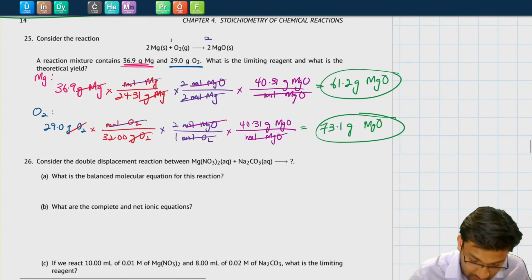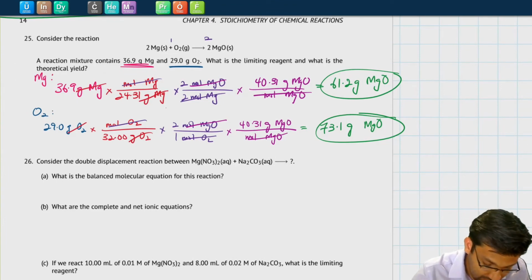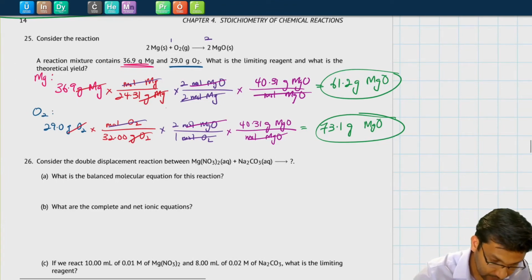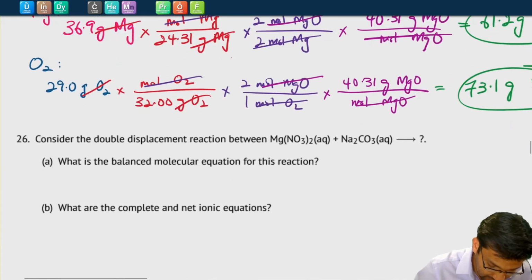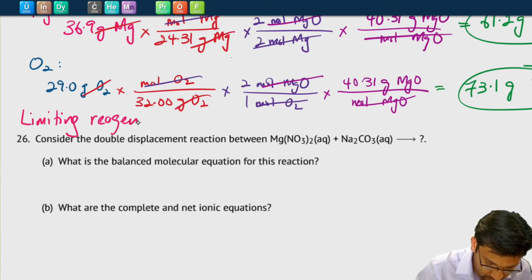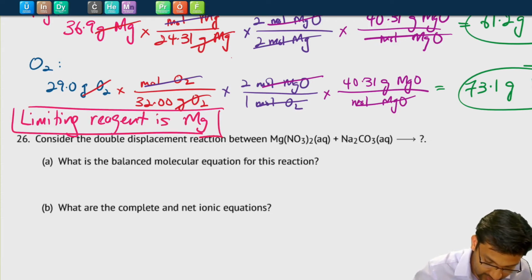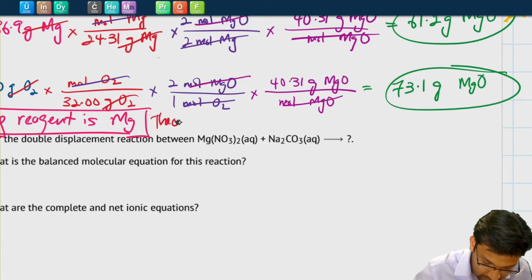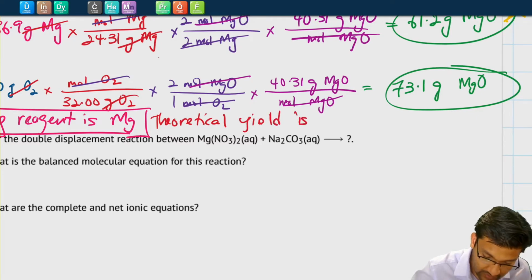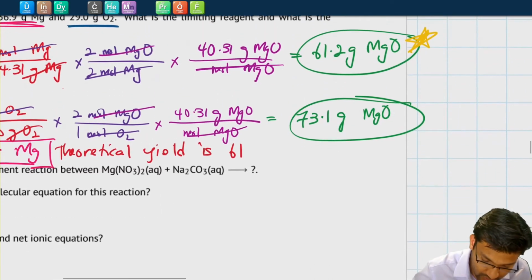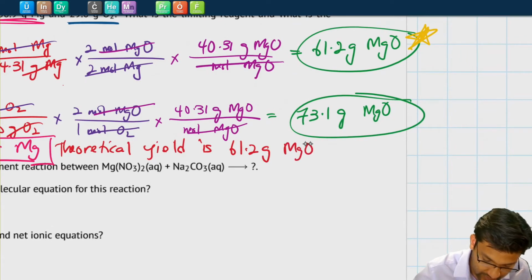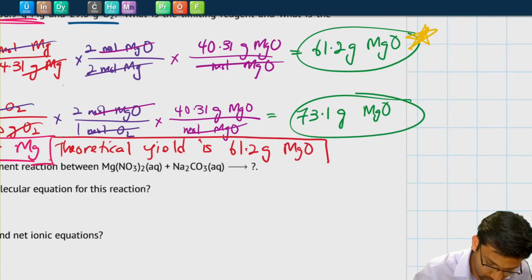So, which one forms the lesser amount of product? It is, of course, the magnesium. So, if we're going to write this out, our limiting reagent is magnesium. And let's use a different color. Our theoretical yield is 61.2 grams of magnesium oxide.